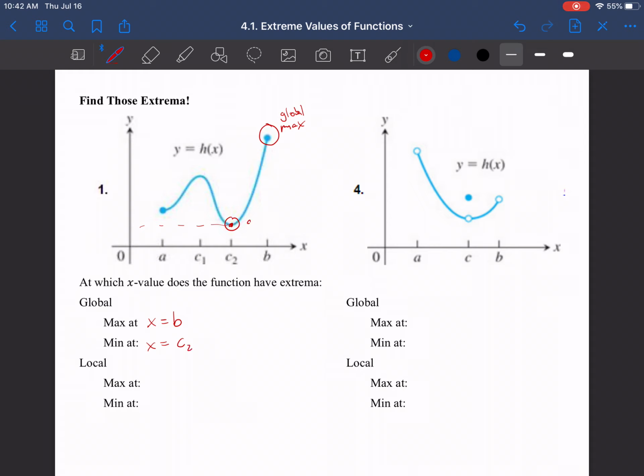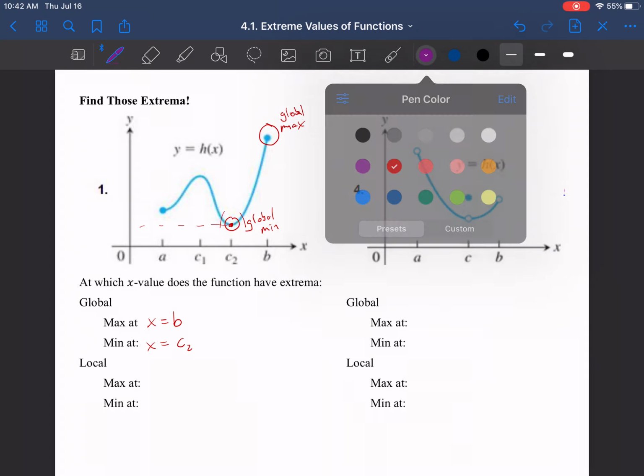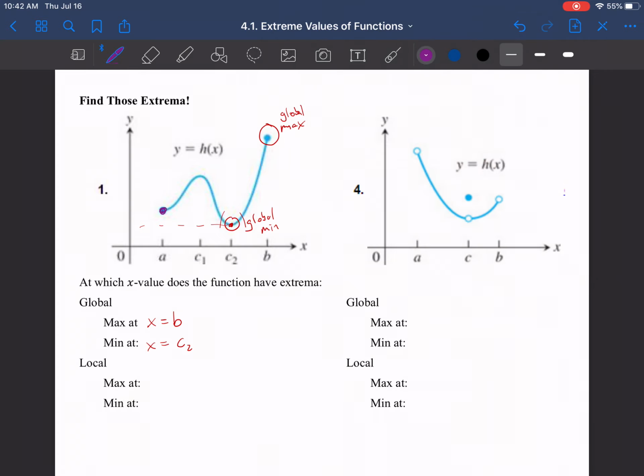So that's our global minimum. It's also a local minimum, if you think about it, because you can make some little arbitrary sub-interval there that it is the lowest point of. And then we have a local minimum here. This will be a local minimum. And we have a local max here, right? It's not the highest point because it's below this point up here, but it is locally.